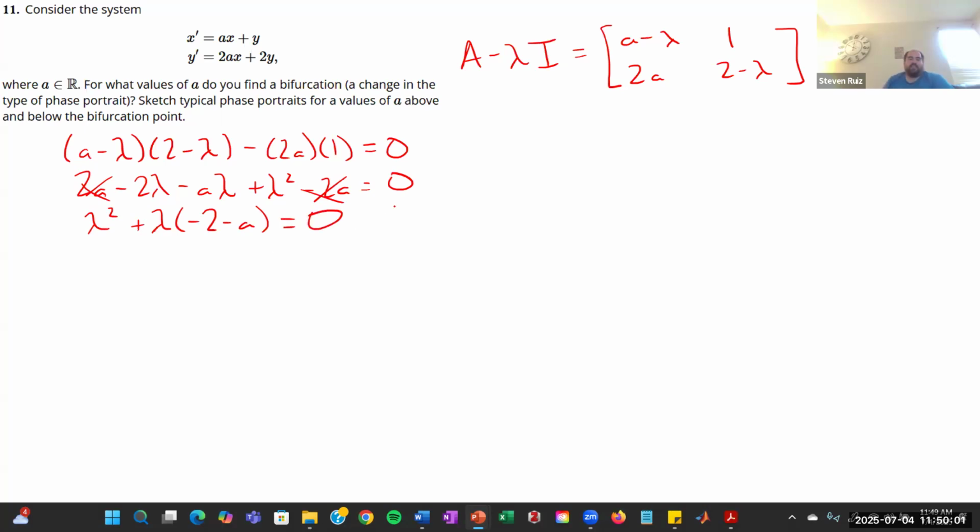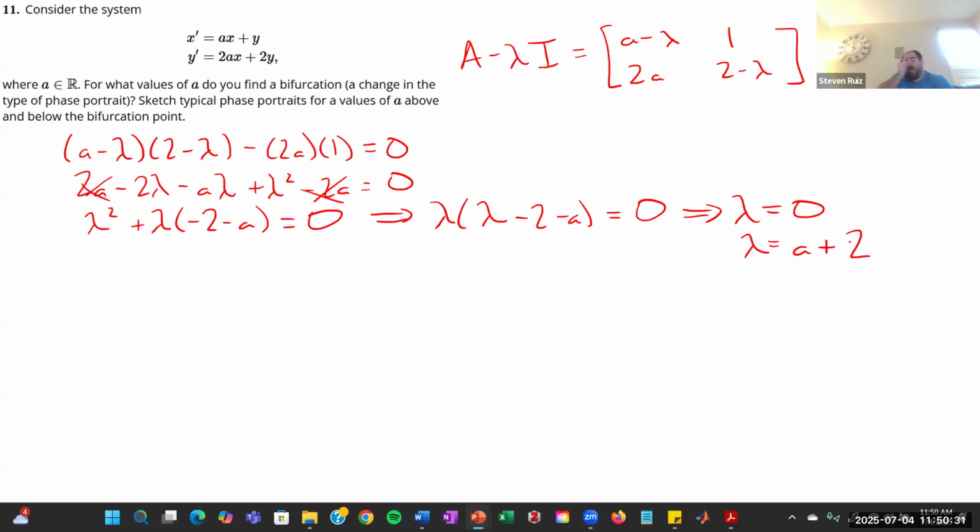So what are my eigenvalues now? I can factor out a lambda, and the other part becomes lambda minus 2 minus a equals 0. So what are my eigenvalues? One of them is definitely 0. The other one is a plus 2.